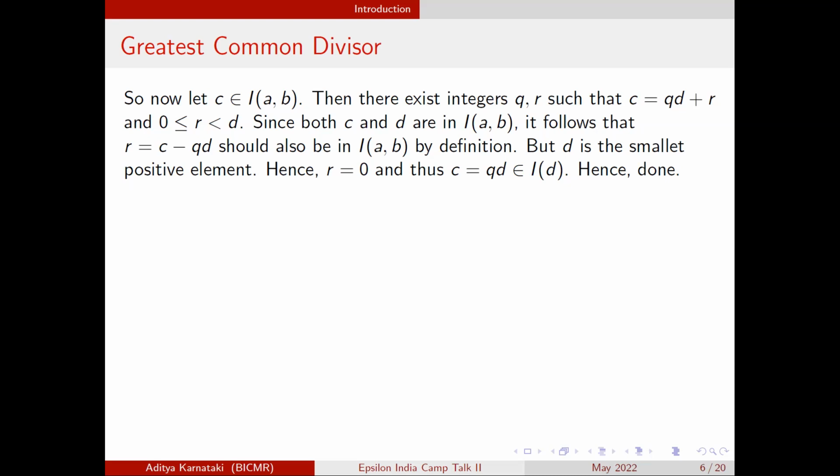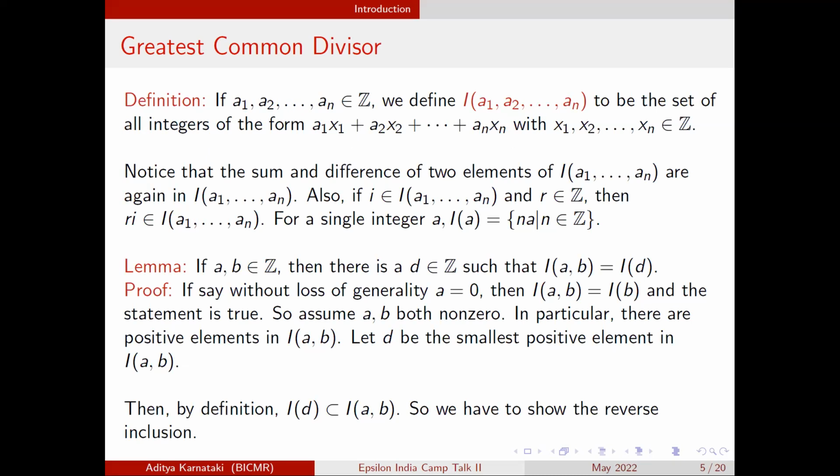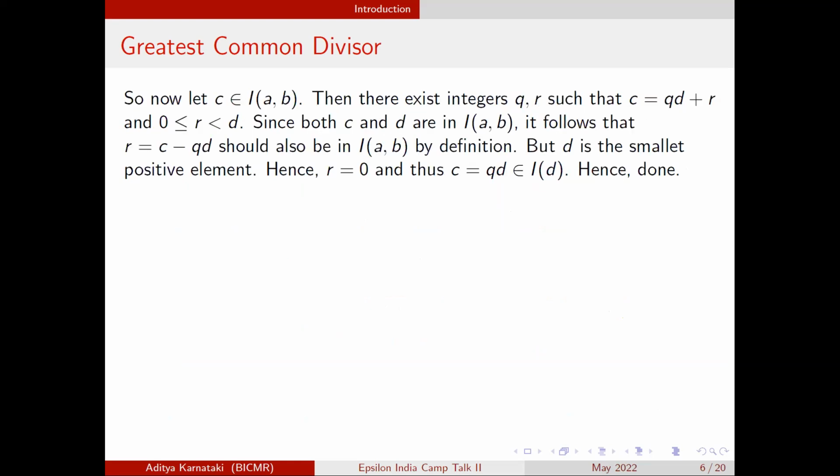But then R is smaller than D. So if R is positive, then it contradicts the choice of D that I made in the first place. D was supposed to be the smallest positive integer in I of AB, and now I am exhibiting an R, which is smaller than D, also in I of AB. Why did I choose D in the first place? I should have chosen R, which means that R has to be 0. If R is positive, then this is a contradiction. So R is 0.